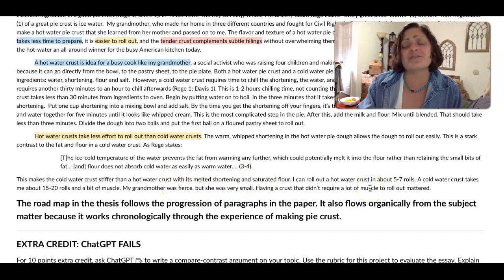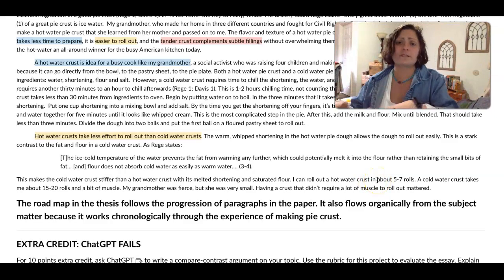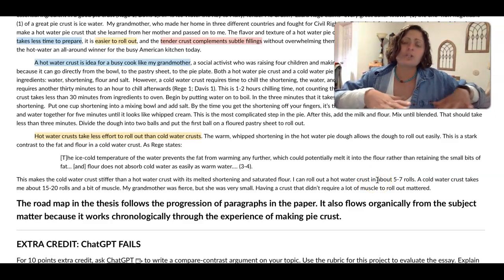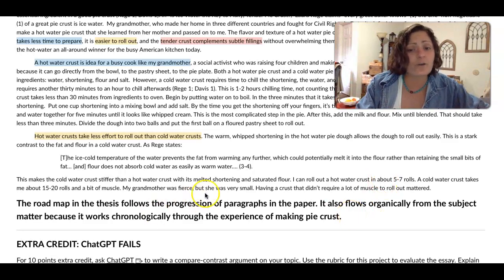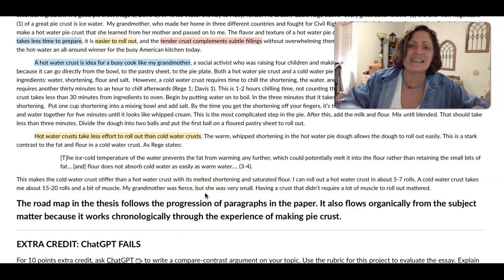And then I give evidence from my experience. I can roll out a hot water pie crust 5 to 7 rolls, where it takes me 15 to 20 and a little bit more muscle to get that cold water crust. And that was especially significant for me and for my grandma because although she was fierce, she was very small. And so having a crust that didn't take as much physical effort was important.